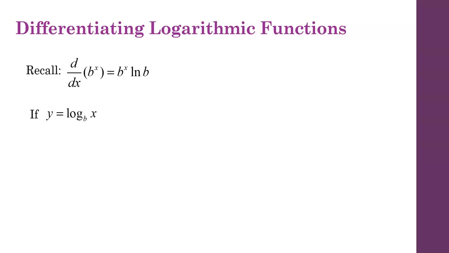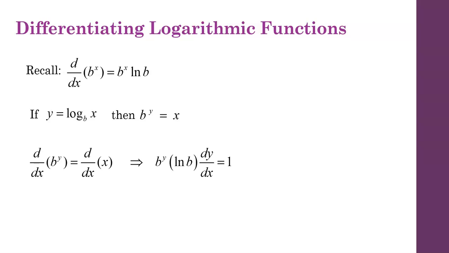So if we start with the function y equals log base b of x, we can rewrite it as b to the y equals x. And taking the derivative of both sides of this equation, we would use implicit differentiation. And we get on the left side b to the y times natural log of b, that's the formula we had just seen, multiplied by the derivative of y, which is dy over dx. So again, that's implicit differentiation. On the other side, the derivative of x is just 1.